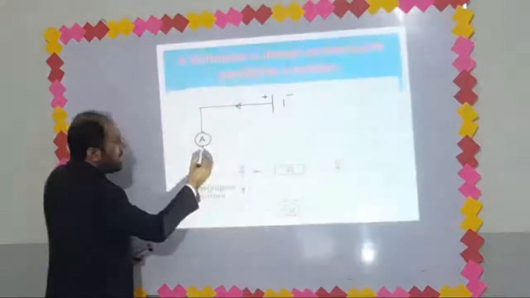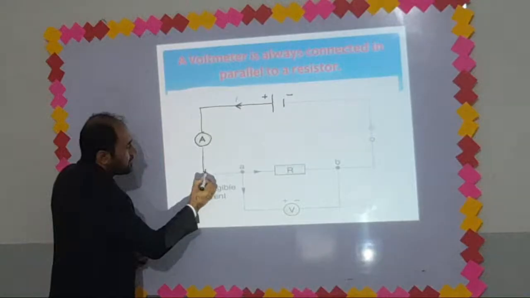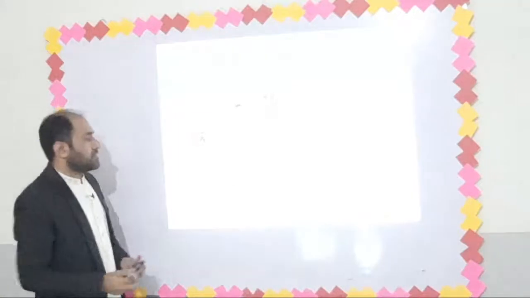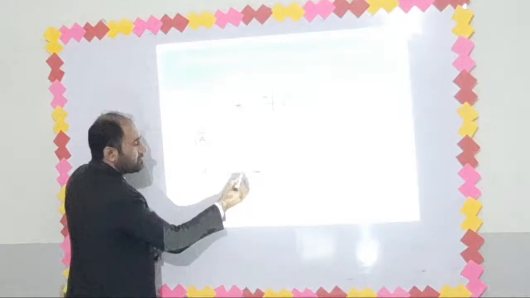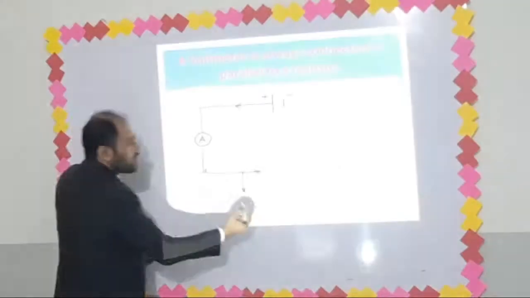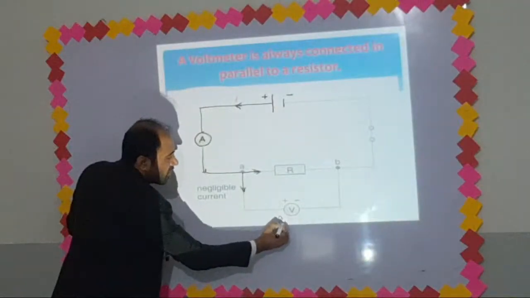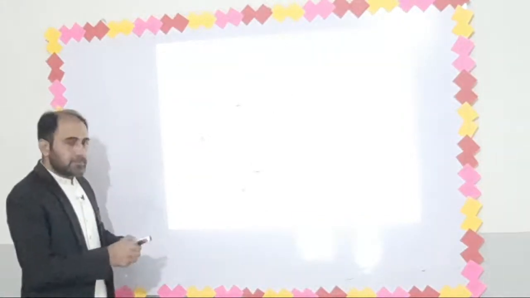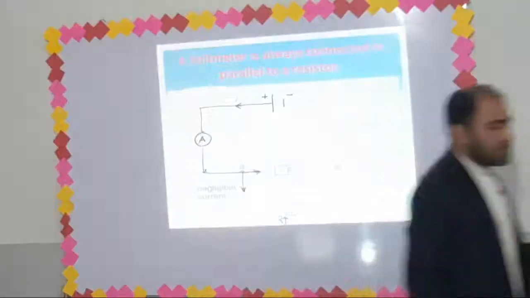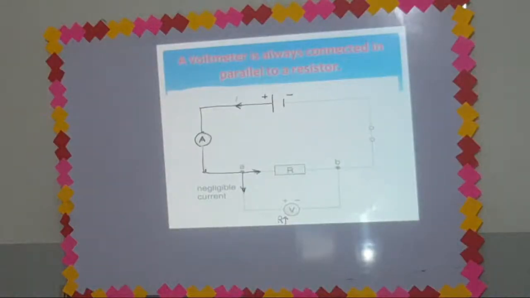Then the current will pass here. Now at this point, the current will have two alternate paths. One current may go from this side, another may opt for this direction. So we have to increase the resistance of the voltmeter so that minimum current passes through it. The resistance of the ammeter is kept smaller. Please note this point. Is it clear?